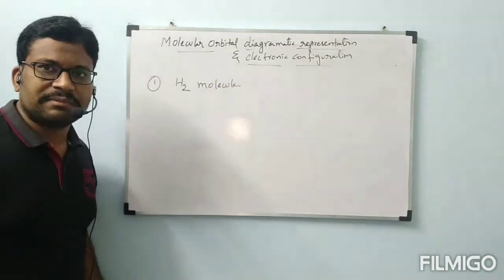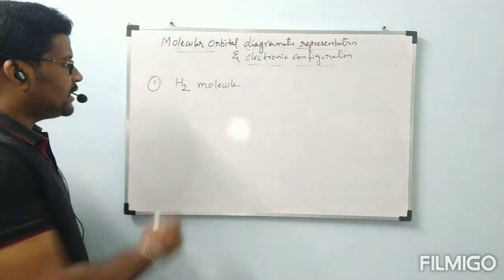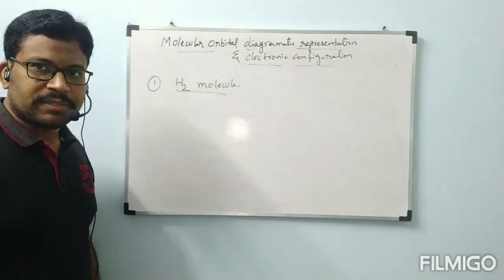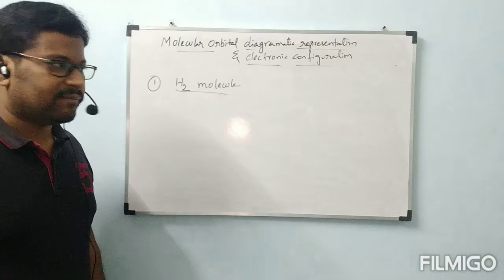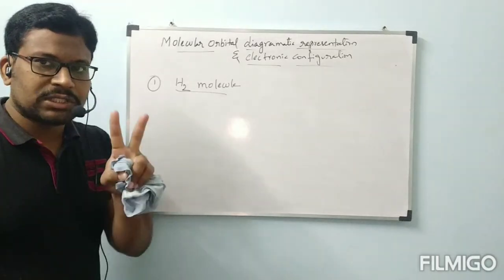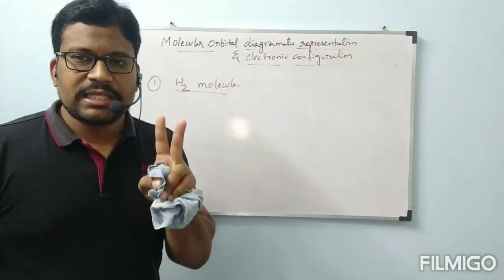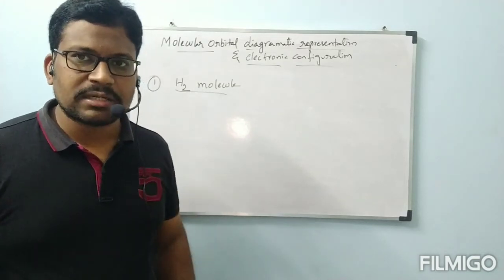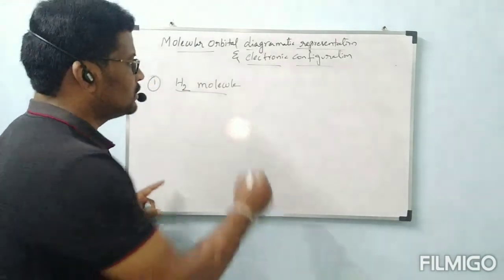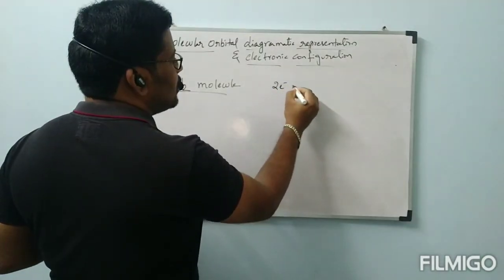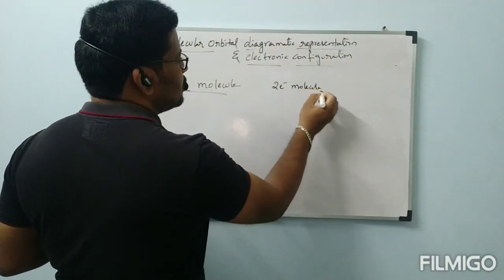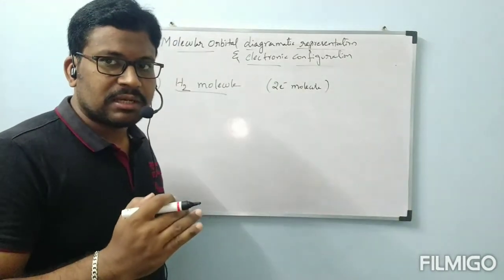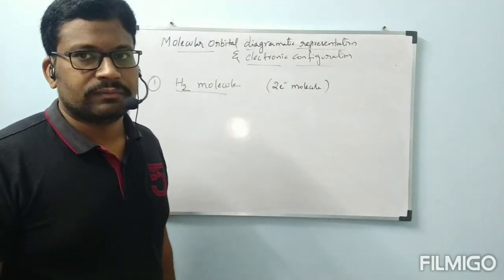First we are going to take the example of the H2 molecule. For the H2 molecule we are going to draw the molecular orbital diagrammatic representation. Easy one. First thing, the H2 molecule contains 2 H atoms. Each H has 1 electron. Totally how many electrons are present in the molecule? 2 electrons. This molecule follows the less than or equal to 14 electron system, so that electronic configuration we have to follow.